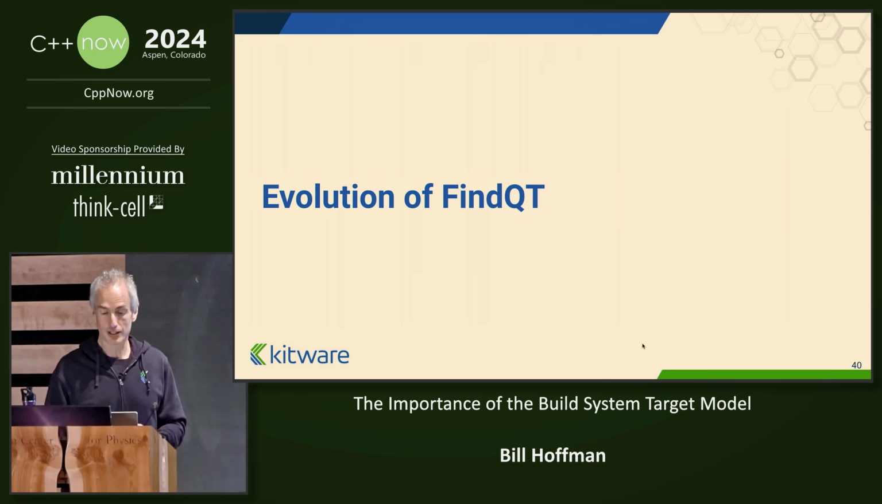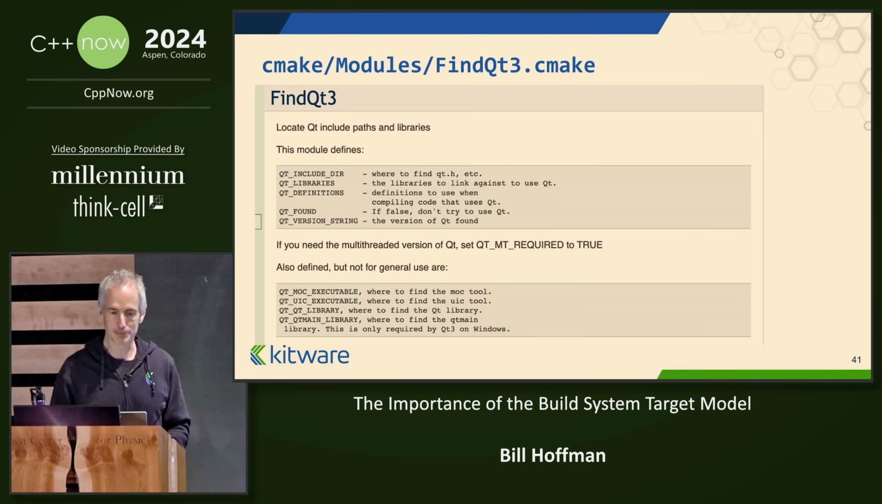I've gone through this before, and I thought I would throw it in here. The evolution of find-cute really sort of solidifies how this all happened and is a great example.